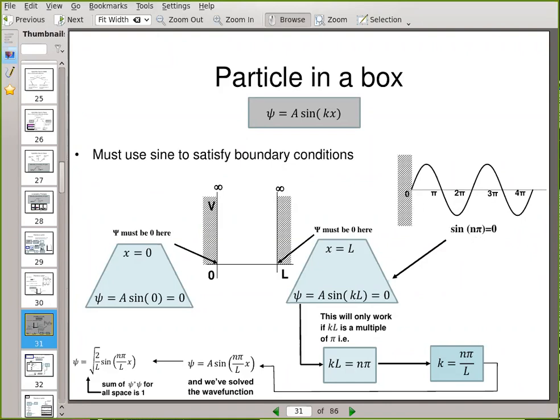Those multiples allow situations where the sine will be 0 at the edges. Okay, so this is the wave function, and this wave function has come about by us having to get the sine to be 0 at the edges.